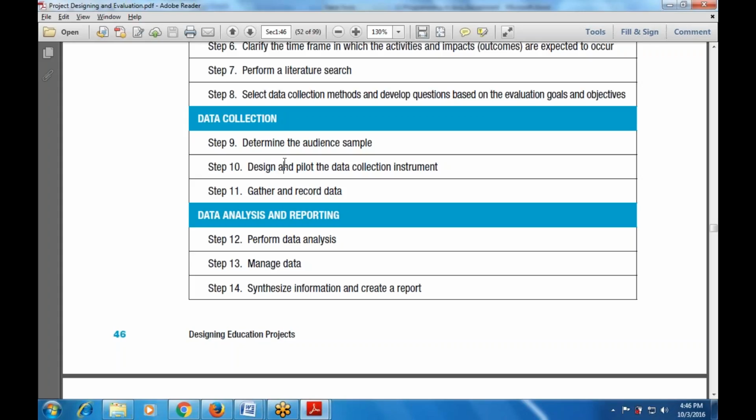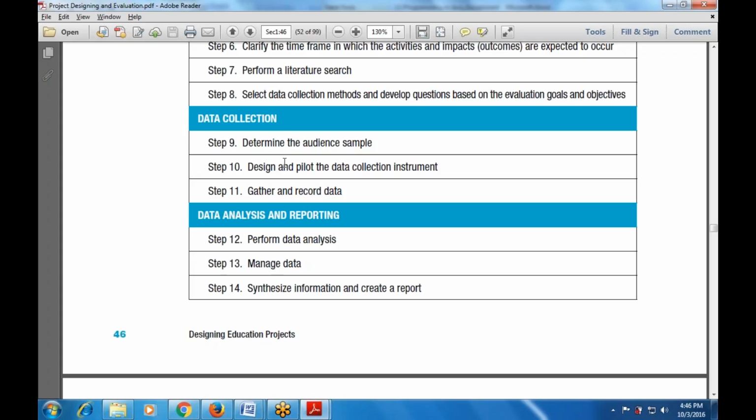So the next step, step number 12, is perform the data analysis. How the data analysis will be done, what are the various ways by which we can analyze the data. Then the next one is manage data. One is data analysis, then manage data. Then synthesize the information and create a report.